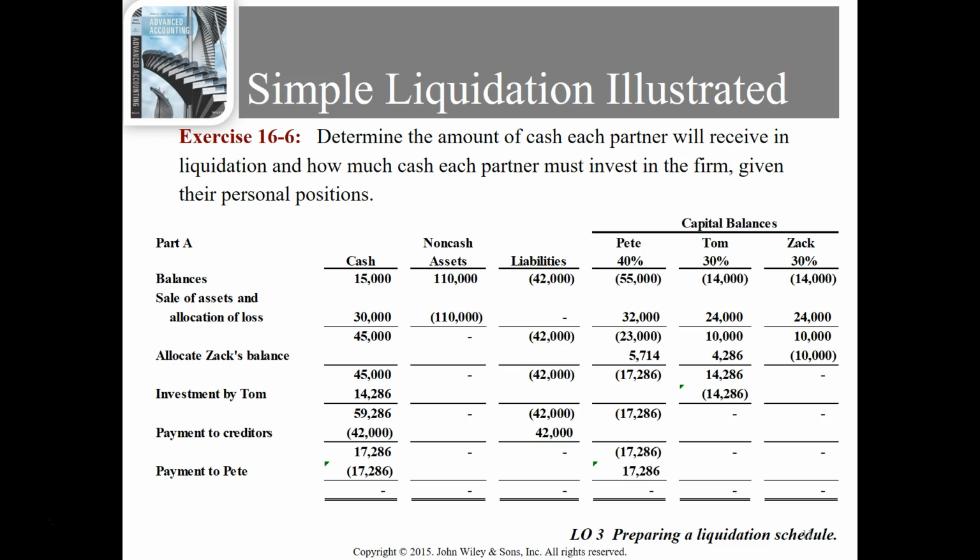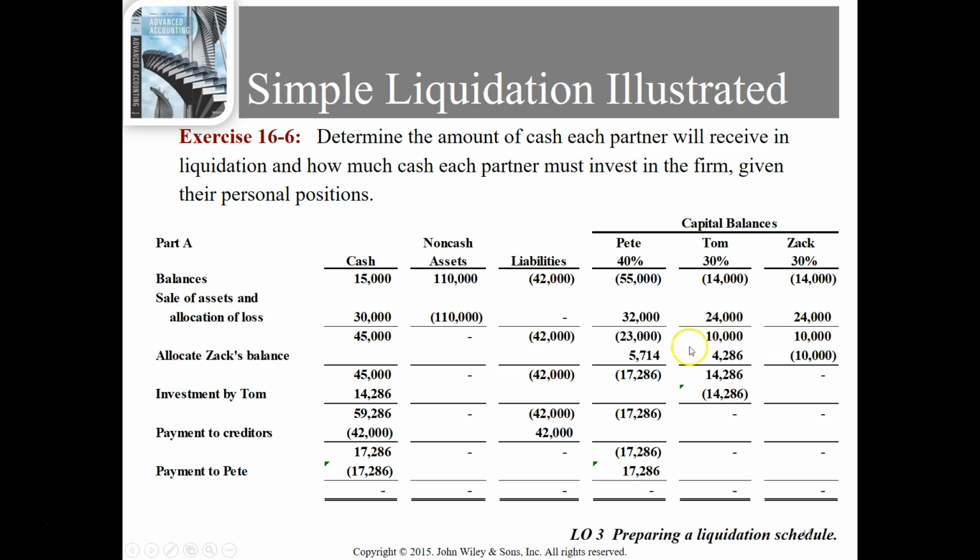Well, how is the loss allocated? It is allocated in the ratio of the 40, the 30, and the 30. 40% of 80,000 is 32. 30% of 80,000, 24. Our new subtotal over here now shows that cash in the bank is 45,000, remaining liabilities to vendors is 42, and these are our balances left.